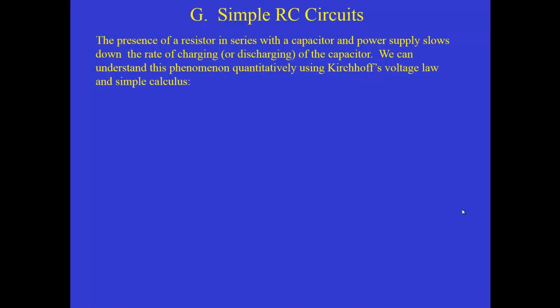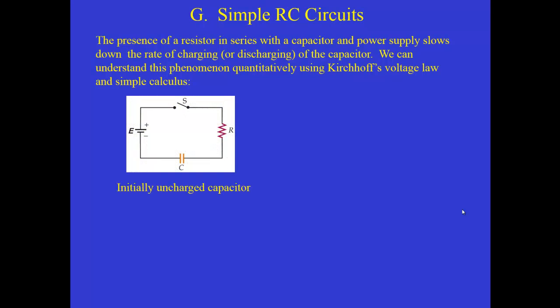We're going to finish our section on simple DC circuits by looking at what's called an RC circuit. And that's because the circuit has both a resistor R and a capacitor C, along with, in this case, a power supply. And so what the resistor does in this circuit, and it could be a circuit where the capacitor is being charged up, where it initially doesn't have any charge on it and it goes up to a maximum, or it could be a circuit where the capacitor is already charged and it's discharging through a resistor when we close a switch. But in either case, we can understand the phenomenon very nicely quantitatively using Kirchhoff's voltage law and some simple calculus that you already know.